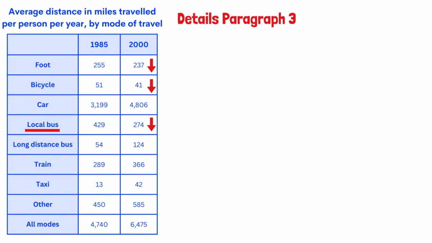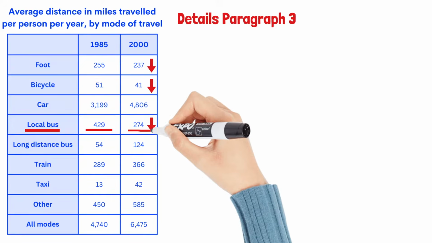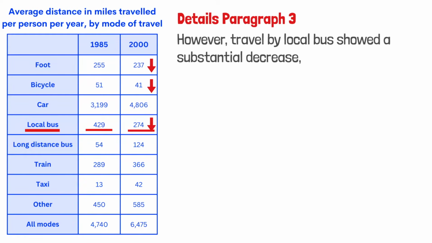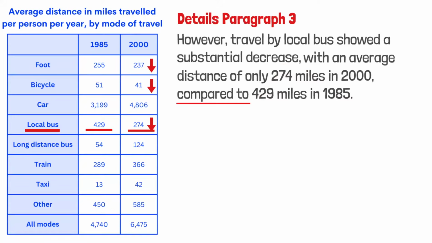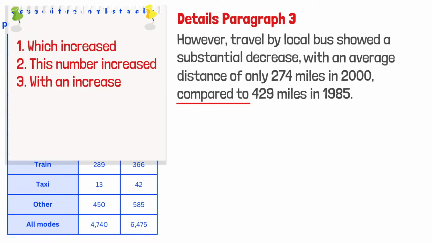I think local bus is the most important category here because it has the biggest numbers. I will report both of these 2 numbers. However, travel by local bus showed a substantial decrease, with an average distance of only 274 miles in 2000, compared to 429 miles in 1985. Here, I used compared to show the decrease. I'm adding the here for you guys.